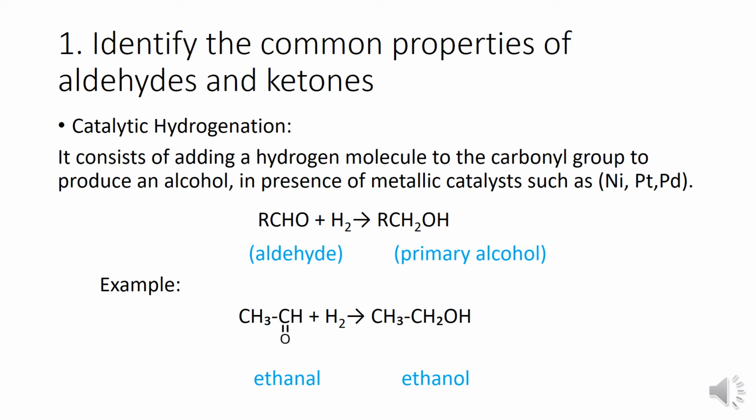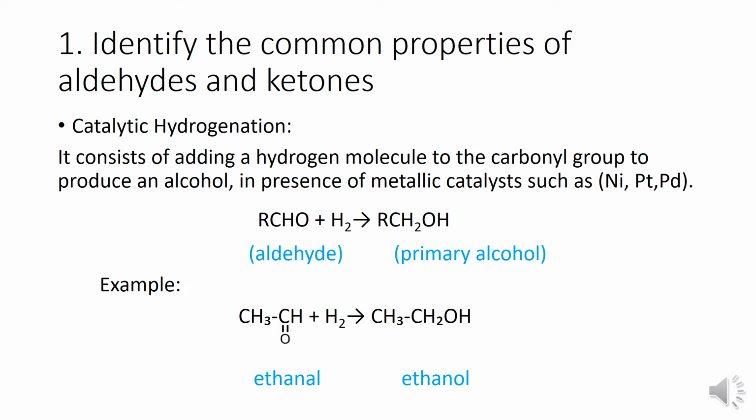The condensed general molecular formula of aldehyde is RCHO plus H2. What do we get? We get primary alcohol of condensed general molecular formula RCH2OH. In reality, what happens here?